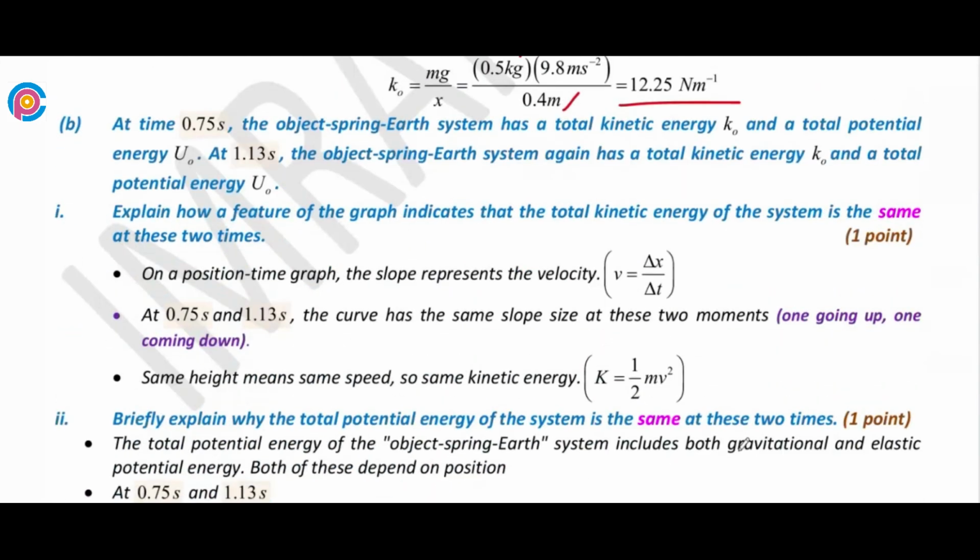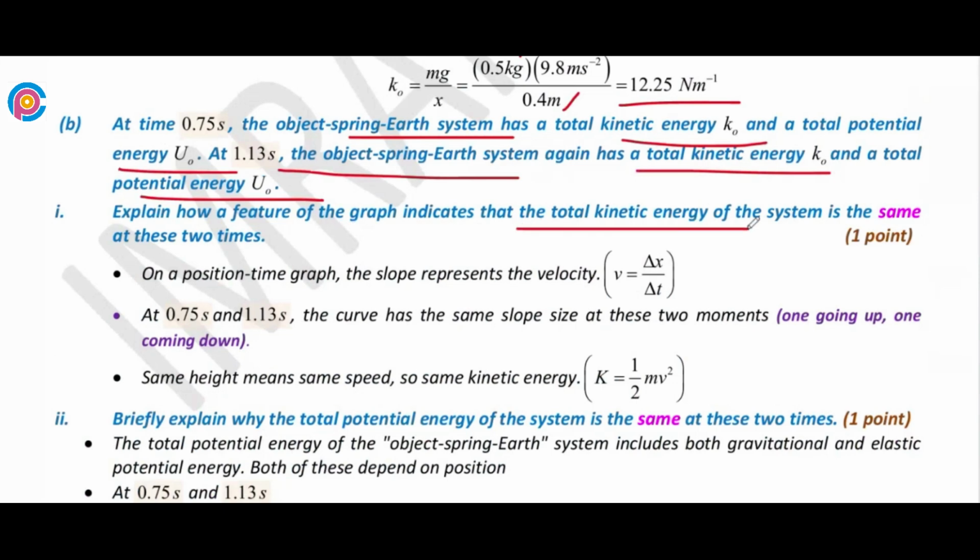Now, the question: at 0.75 seconds the object-spring system has total kinetic energy K naught and total potential energy U naught. At 1.13 seconds the object-spring system has the same total kinetic energy K naught and total potential energy U naught. Explain how a feature of the graph indicates that the total kinetic energy of the system is the same at these two times. Now, first of all, we have to look at the position-time graph.